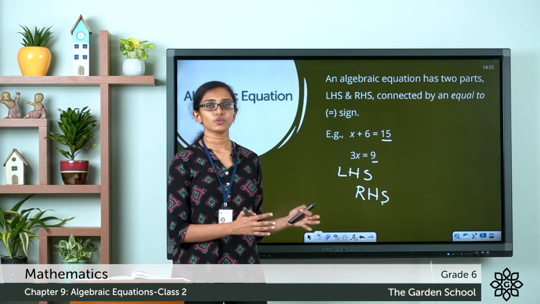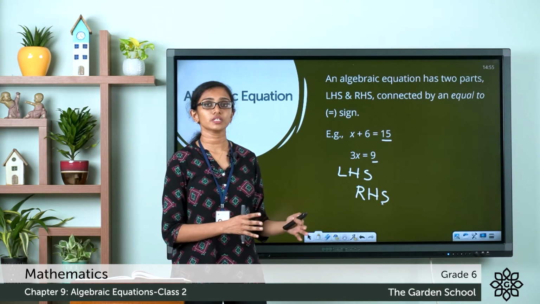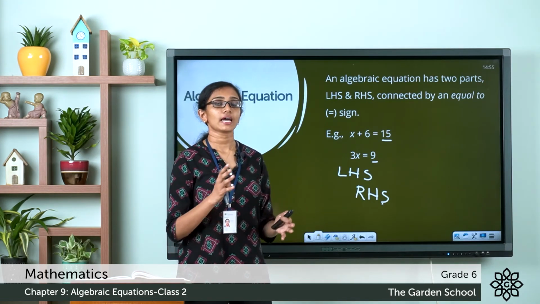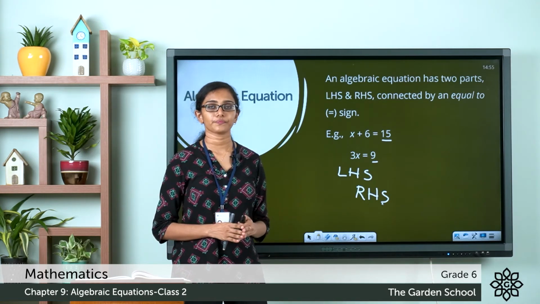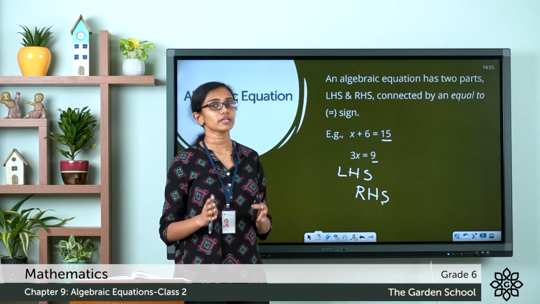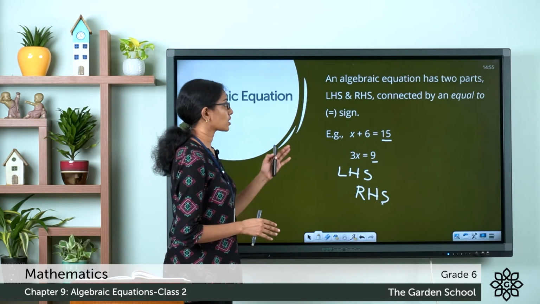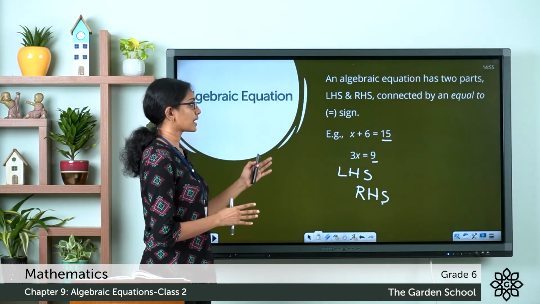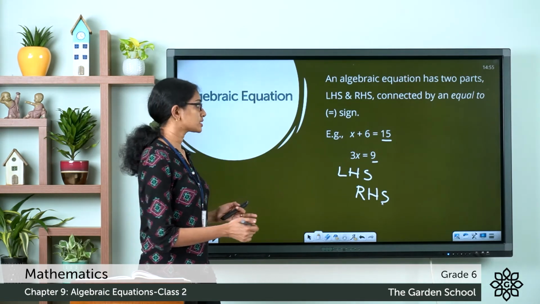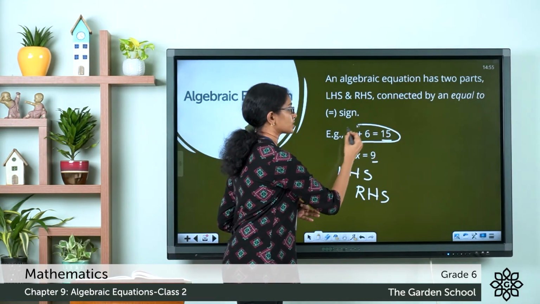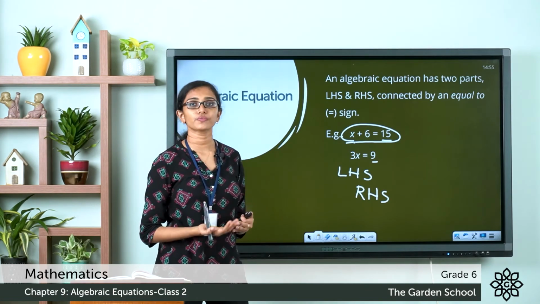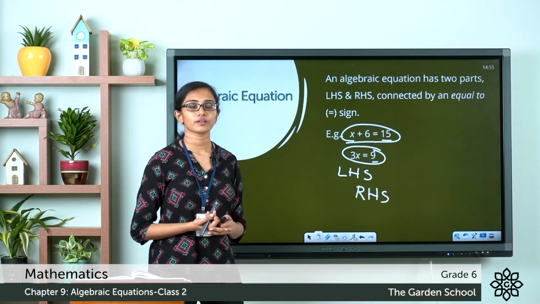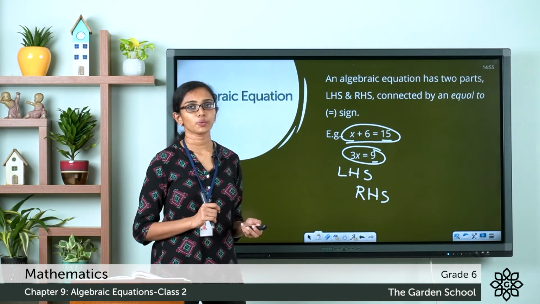So when you find a solution to an equation, that solution must satisfy the condition that the LHS, the left hand side, and the right hand side should be equal. The LHS should be equal to RHS. That is, an algebraic equation has two parts, LHS and RHS, connected by an equal to sign. Here you can see two algebraic equations, x plus 6 is equal to 15 and 3x is equal to 9. Now let's see a few more equations.